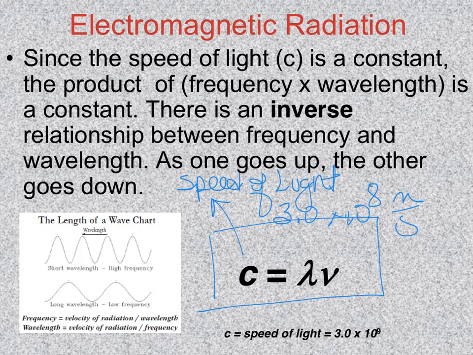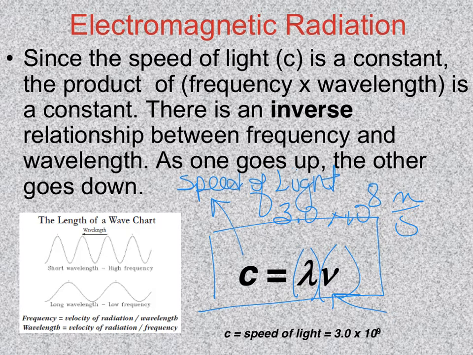It has nothing to do with how many waves per unit time. That's frequency. It's just the speed at which the whole light wave travels through space. So the speed of light is a constant, and it is the product of wavelength times frequency. This frequency symbol kind of looks like a crooked V to me.